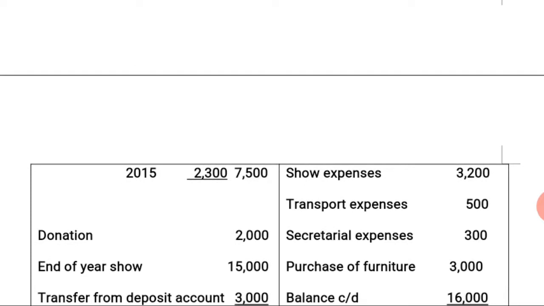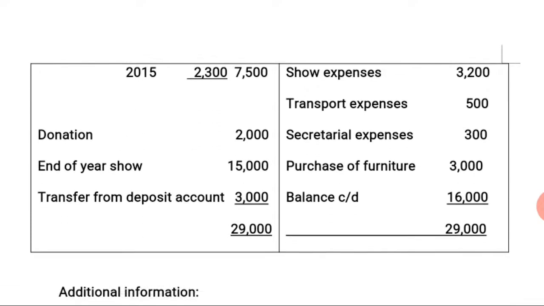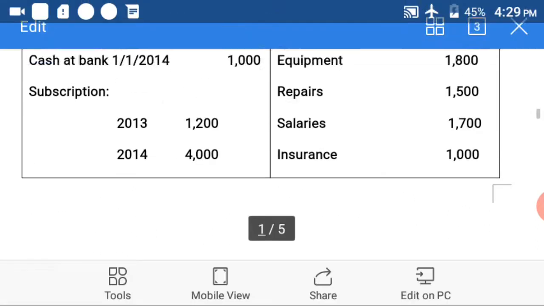Then we have donation of 2000 naira, as well as the end of the year show, which realized 15,000 naira, and transfer from deposit account of 3,000 naira.